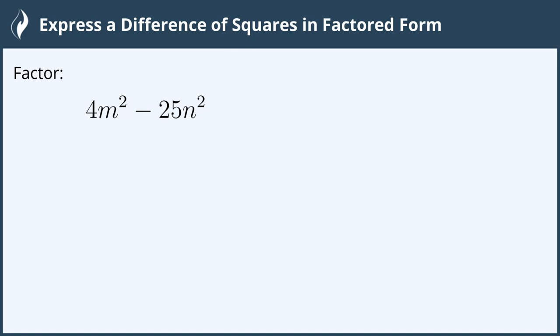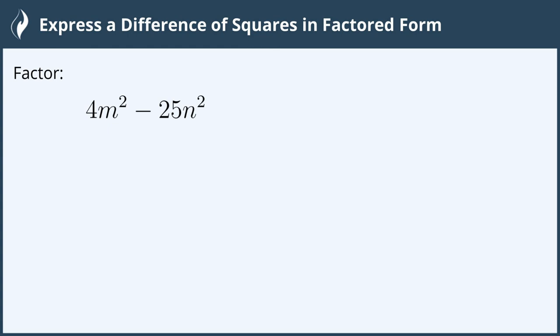Everyone, in this video, we will express a difference of squares in factored form. Factor 4m squared minus 25n squared. The first thing we want to do when we're looking at one of these, if I have a binomial and I have a subtraction between them, is to first look to see if it follows a difference of squares pattern.